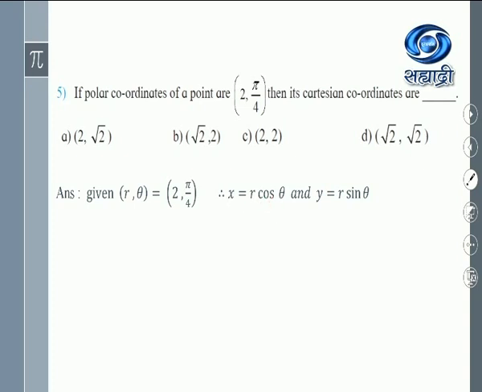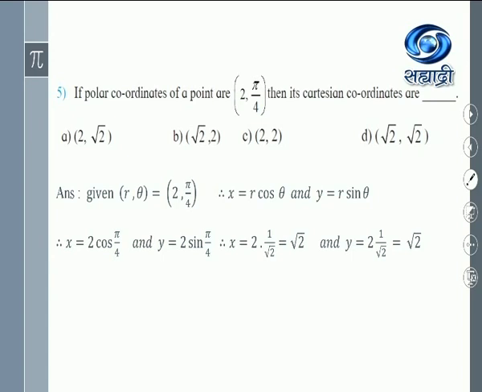Now these are the relations which give the conversion from polar coordinates to Cartesian coordinates and vice versa. x is equal to r cos theta and y is equal to r sin theta. Now put the values here. x is equal to, what is r? How will you find r? With this equation, (r, theta) is (2, pi by 4). So r is equal to 2 and theta is equal to pi by 4. And y is equal to r sin theta, again we put the values: 2 times sine of pi by 4.